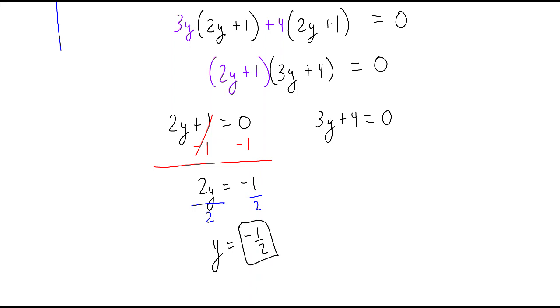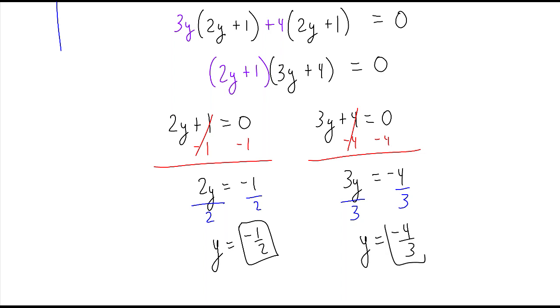Okay, now 3y plus 4 equals 0. I'll subtract 4 from both sides to eliminate the constant term. 3y equals negative 4. Now I'll divide both sides by 3 to remove the 3 in front of the y. y equals negative 4 over 3. Okay, so there we go. Negative 1/2 and negative 4 over 3. Those are my two solutions.